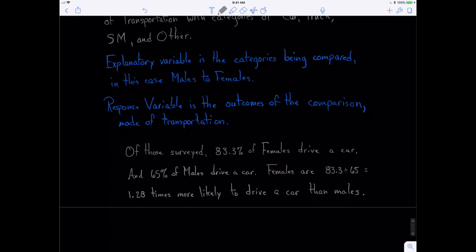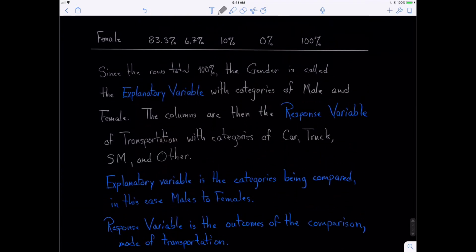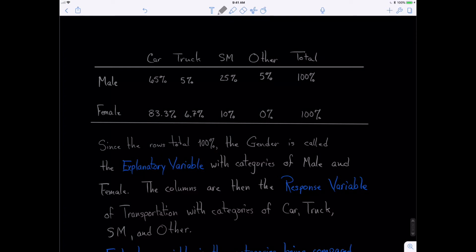And that is how you can use your study to report the information. It has to be converted first to percentages, and then you use your explanatory variable to pick a category that you want to compare. In this case, we're comparing gender with driving a car. And we could change this. We could do any of these categories, any of these.